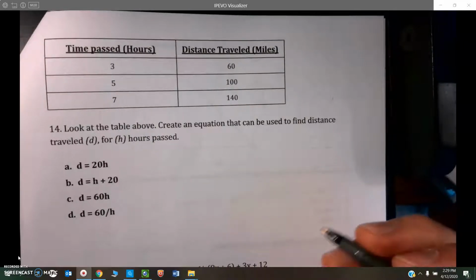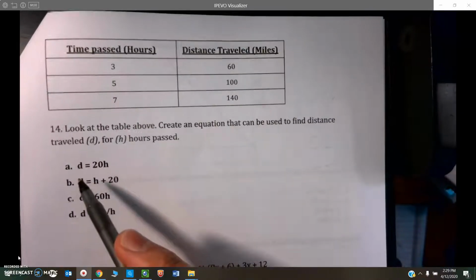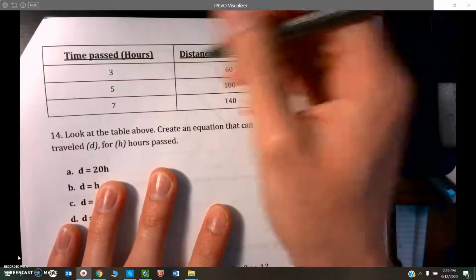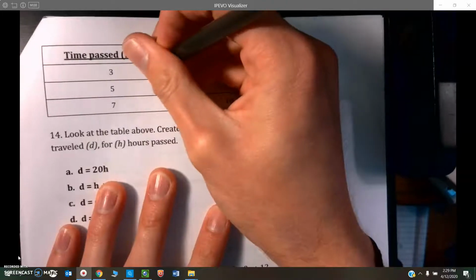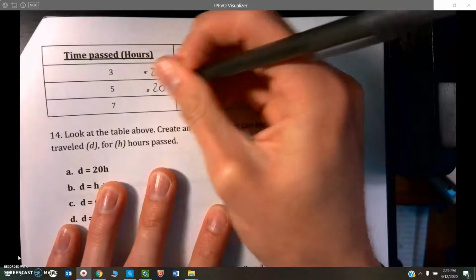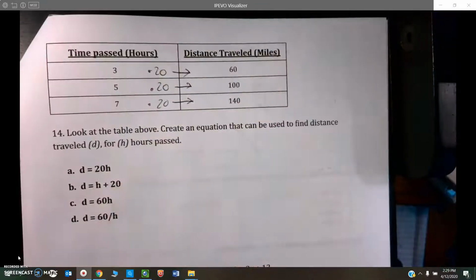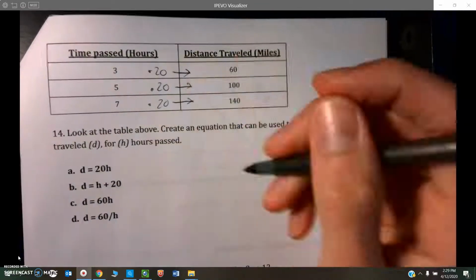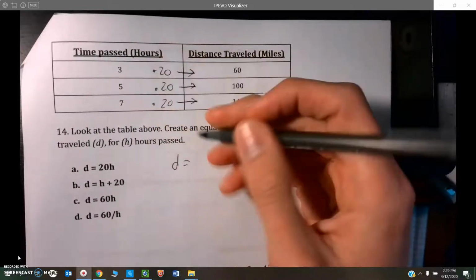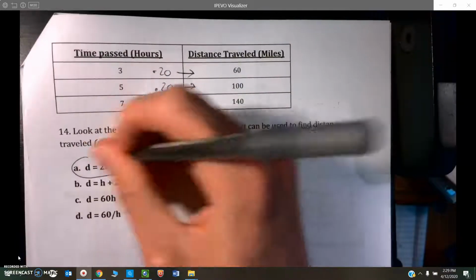So the question is, how am I going to find the distance with hours? Well, I can see here that to get from 3 to 60, I'm multiplying by 20. From 5 to 100, I'm multiplying by 20. From 7 to 140, I'm multiplying by 20. So to find my distance traveled, I take my number of hours and multiply it by 20. So my answer is A.